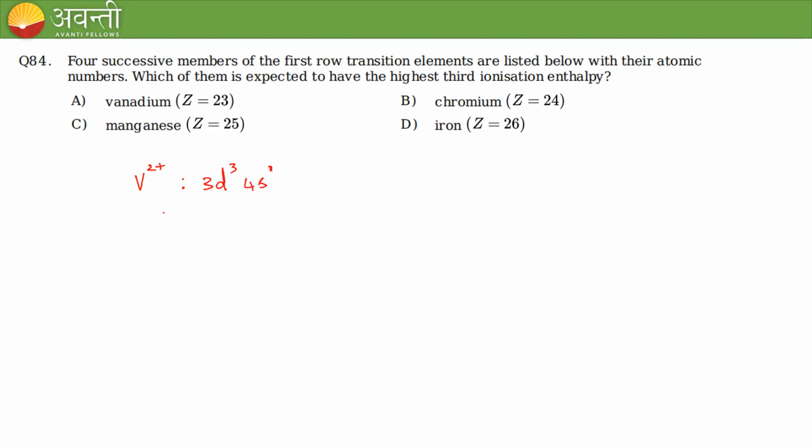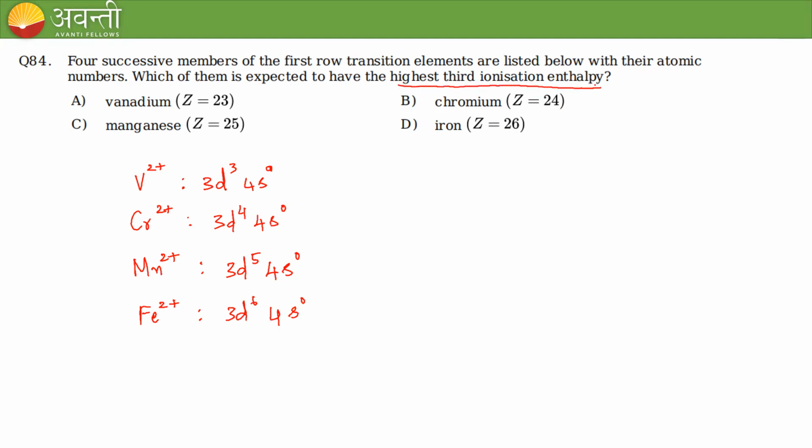And for chromium 2 plus, it is 3d4 and 4s0. Okay, and for manganese 2 plus, the configuration is 3d5, 4s0, and for iron 2 plus, the configuration is 3d6, 4s0. Okay, now the highest third ionization enthalpy would be observed for the one which is stable.